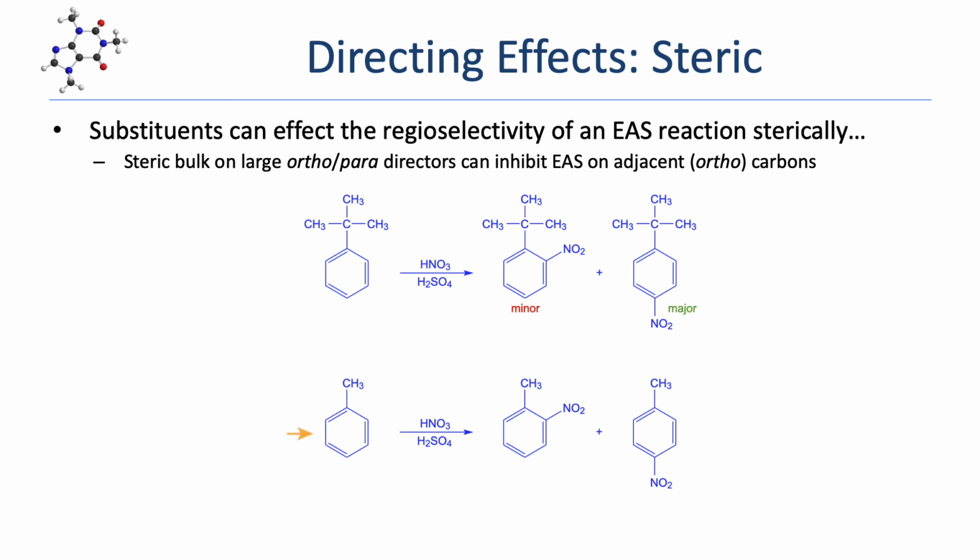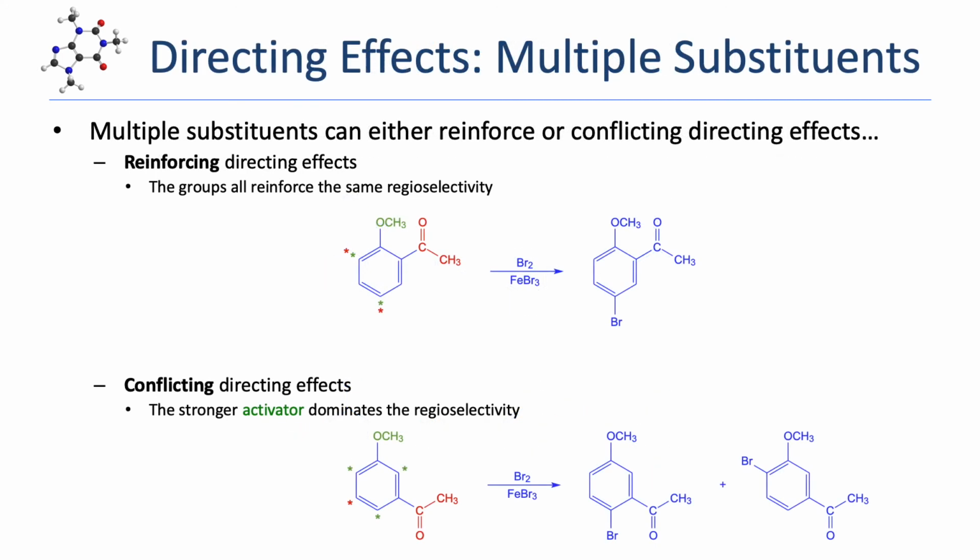In the lower example, the smaller methyl group has much less impact over the neighboring ortho positions, leading to a mixture of ortho and para products. So what happens in an EAS reaction when the benzene reactant has more than one substituent? Fundamentally, 2 groups on a benzene ring can have directing effects that either reinforce one another, favoring the same regioselectivity, or conflict with one another.